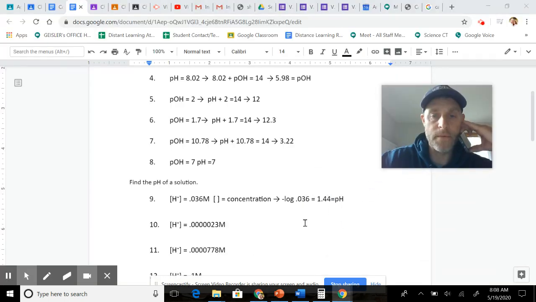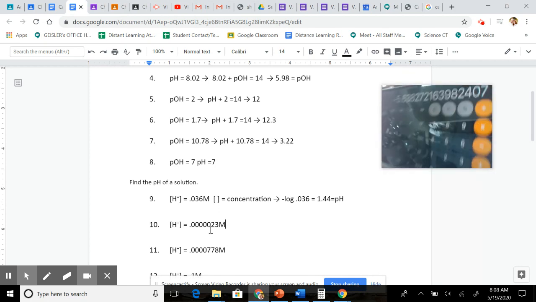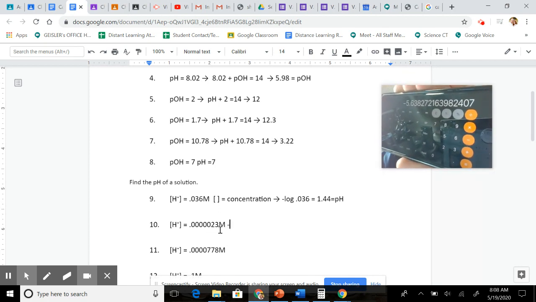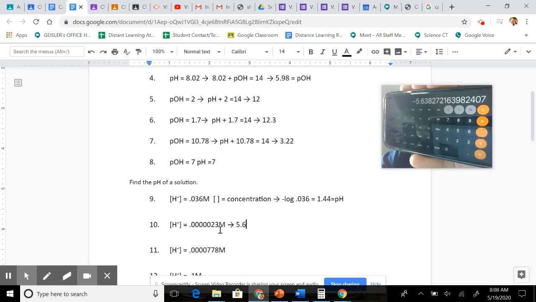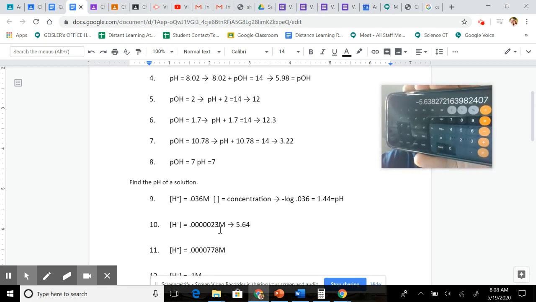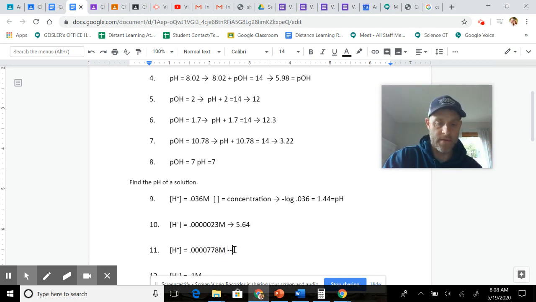Okay, let's do another one. All right, here we go. So pH again, I have the concentration of hydrogen, point 1, 2, 3, 4, 5 zeros, 2, 3. Log 10. I get this. And remember, I have to change that negative to a negative, so two negatives become a positive. I get 5.64. That's it. Okay, let's try another one.